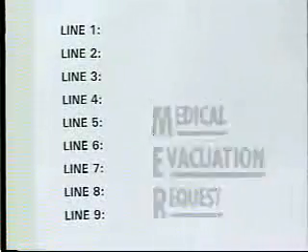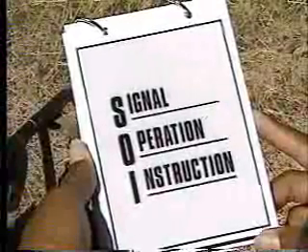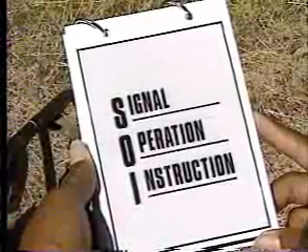Before the patient can be transported, a medical evacuation, or medevac request, must be prepared in accordance with appropriate radio-telephone procedures. The medevac request may be written on any available materials. Brevity codes and information from the Signal Operation Instruction, or SOI, must be used to properly fill out the medevac request. The unit leader will provide you with the location where the patient should be picked up.